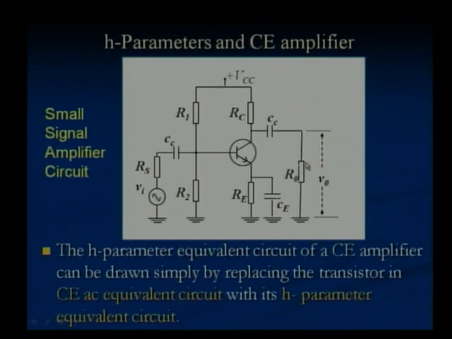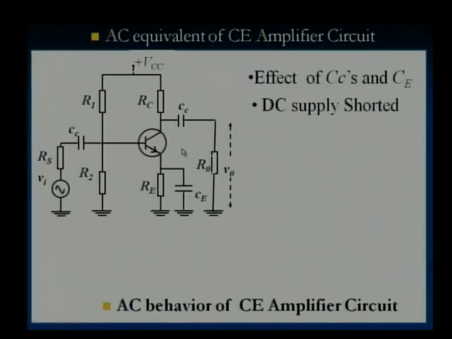Now this is the h parameter and CE amplifier connection. I have tried to show you how a complete small signal amplifier circuit can be seen. An equivalent circuit of this using h parameters is also possible. What we need to do is replace the transistor in this circuit by its AC equivalent. How? Let us see. So this is the circuit.